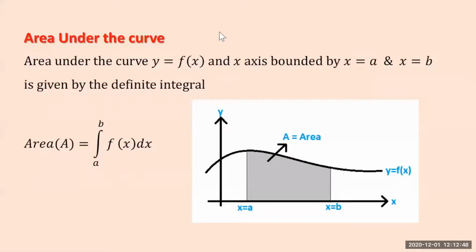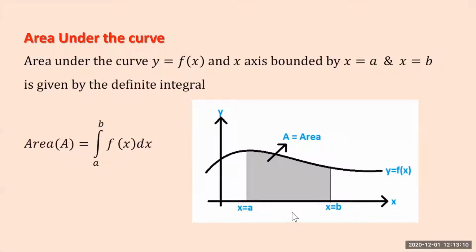All right, area under the curve. Area under the curve y equal to f of x, like this function shown here, and the x-axis. Here we have the x-axis, the area between this curve and the x-axis bounded by x equal to a, this vertical line x equal to a, and this vertical line x equal to b.